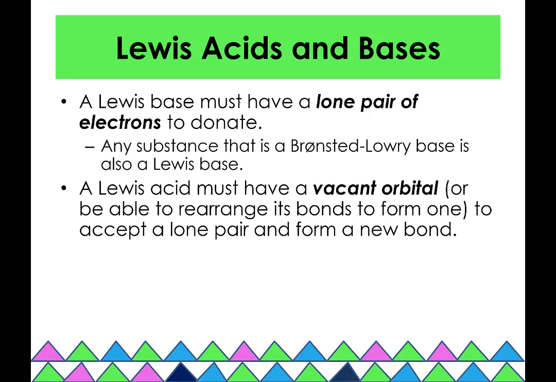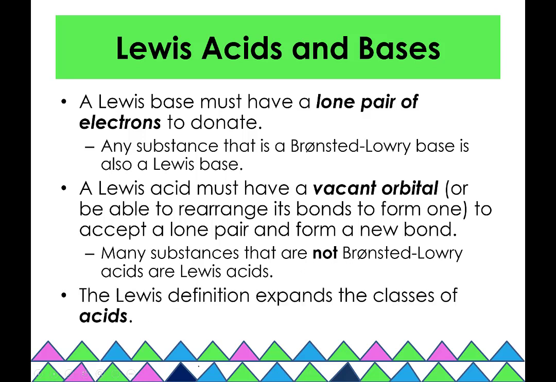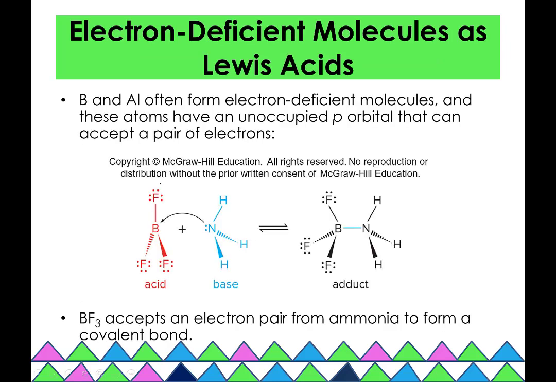So a Lewis acid must have a vacant orbital or be able to rearrange its bonds to form one, to accept a lone pair and form a new bond. So there are many substances that are not Bronsted-Lowry acids that are Lewis acids. So the biggest expansion that we see with the Lewis definition is the classes of acids. So a lot of metal ions are now acids that we didn't consider an acid before.